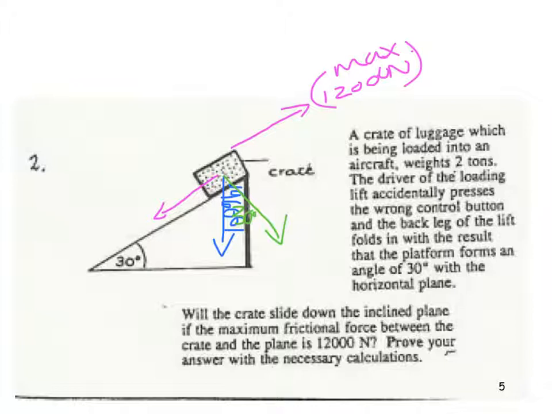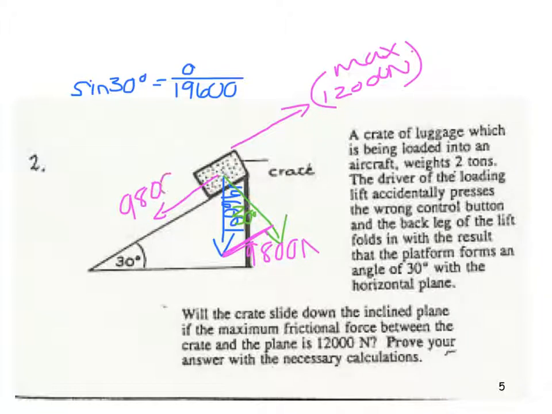So if I bring this down over here, I land up with the opposite side. So I'm going to work with sine, and I land up with sine of 30 degrees is equal to the opposite side, which I do not know, over the 19,600. So we land up then with this force being equivalent to 9,800 newtons. So the down the slope force is 9,800.